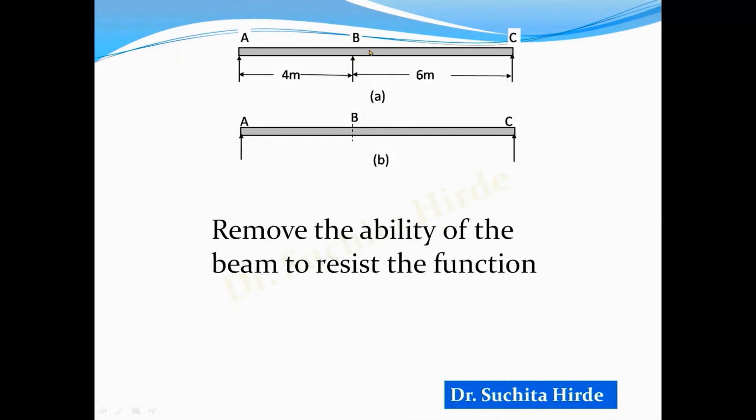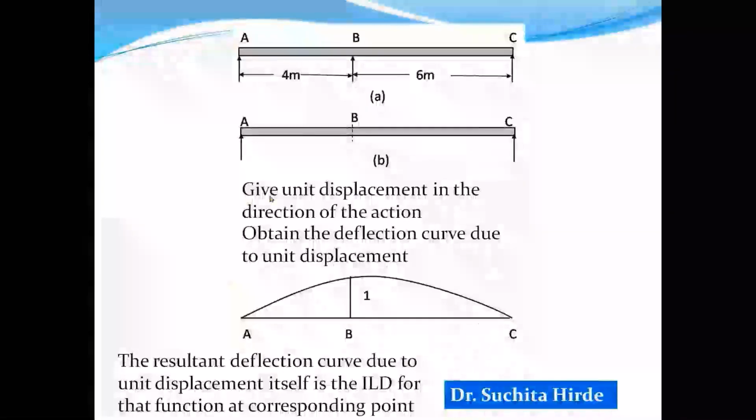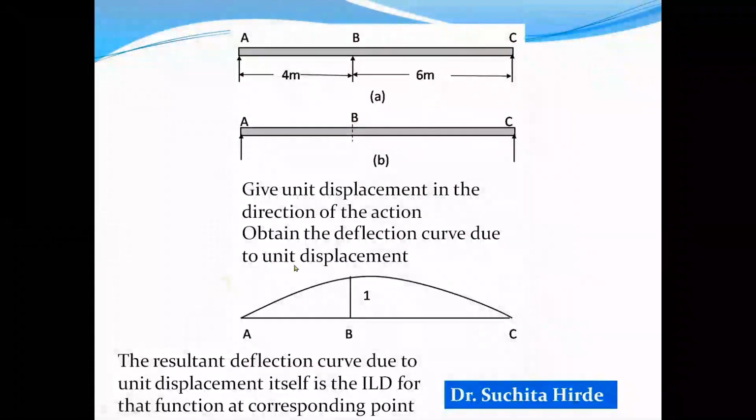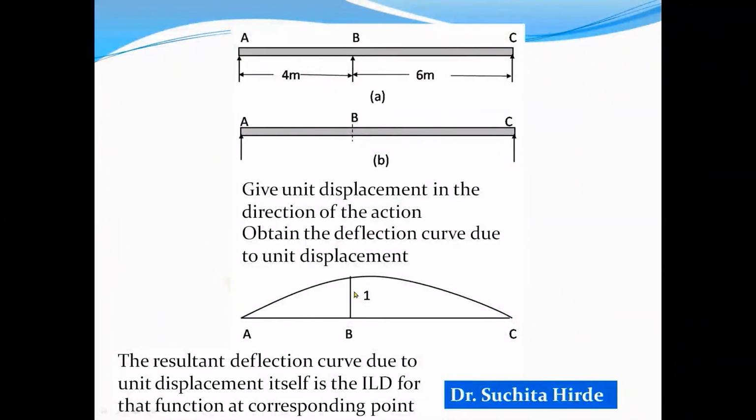So first of all, to draw the influence line diagram for RB, we have to remove RB. Then give unit displacement in the direction of action. In the direction of that action, you have to give the unit displacement. So you have to lift this in the direction of that action. Because of that, what will happen? The beam will deflect something like this. If this deformation is 1, then this shape itself represents the influence line diagram.